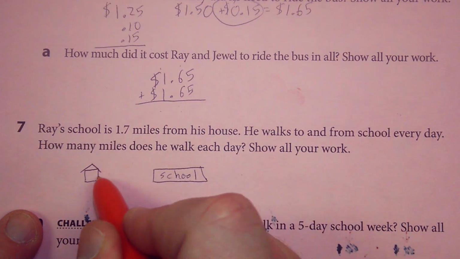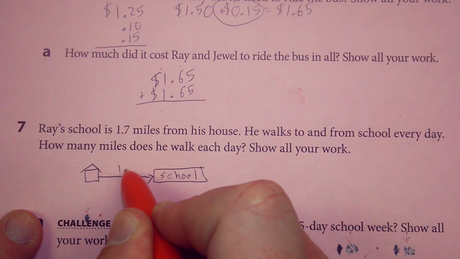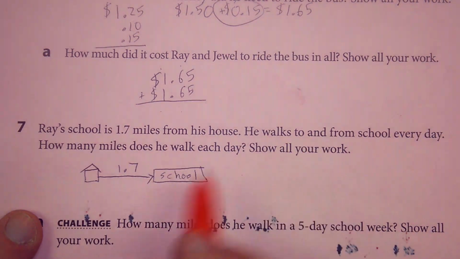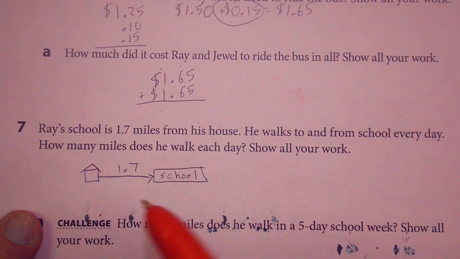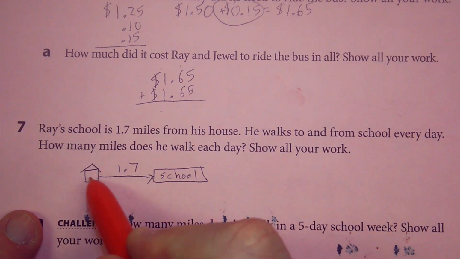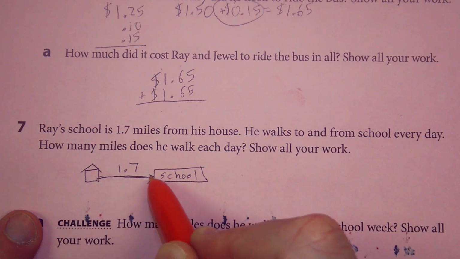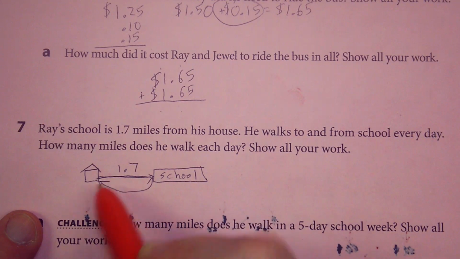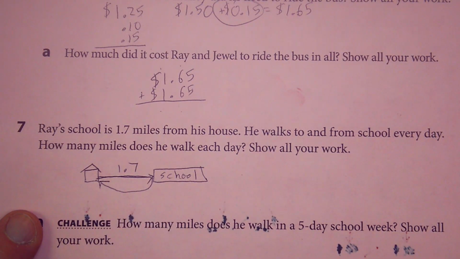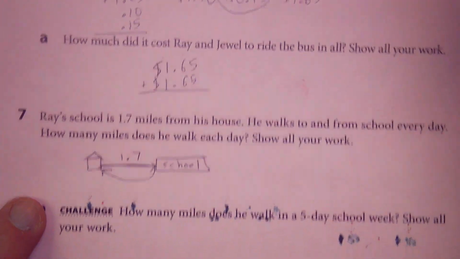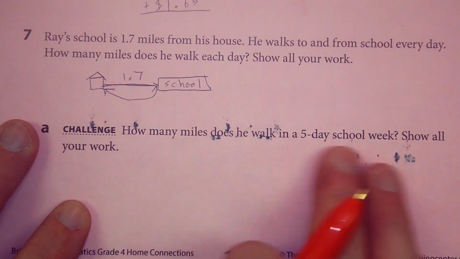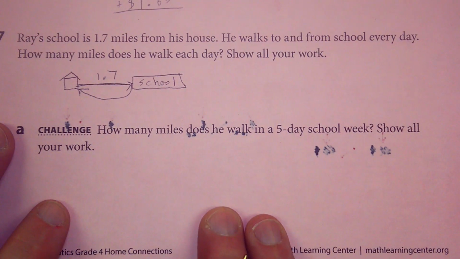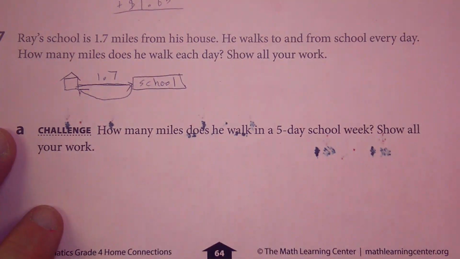Ray's school is 1.7 miles from his house. He walks to school and back every day. So in one day, he's going to go to school and back. So he's going to go 1.7 miles this way, 1.7 miles this way. I'm going to let you answer the rest of that question. Sorry that my ink is kind of bled through the page, but I think we can read it okay.